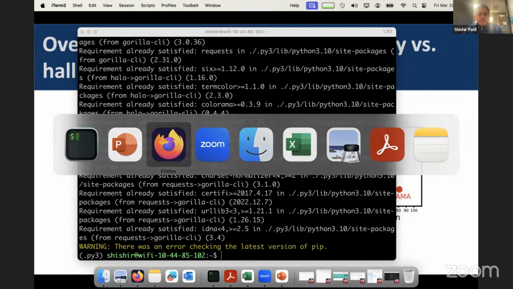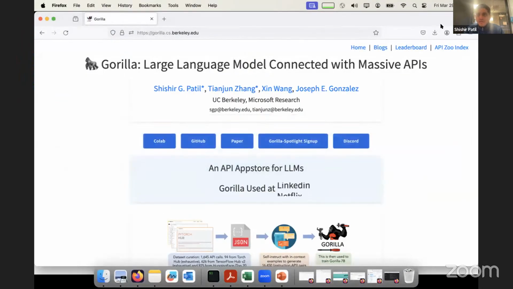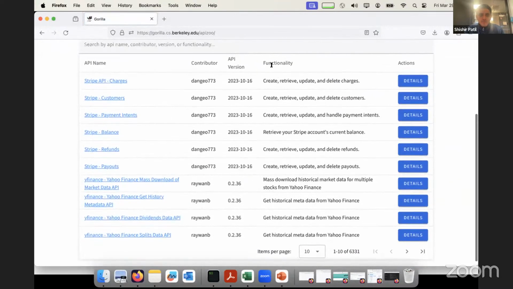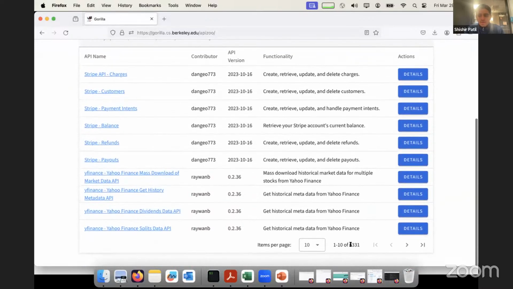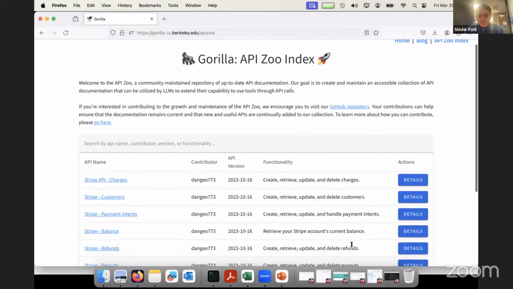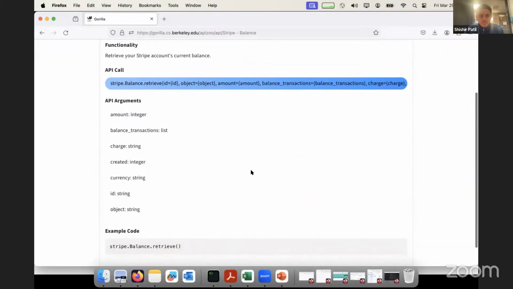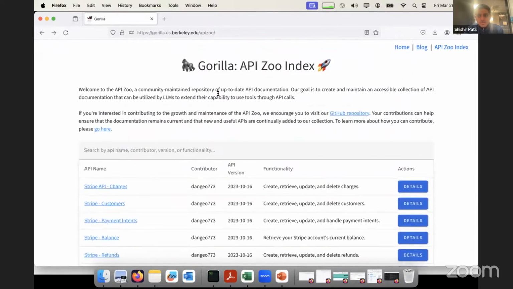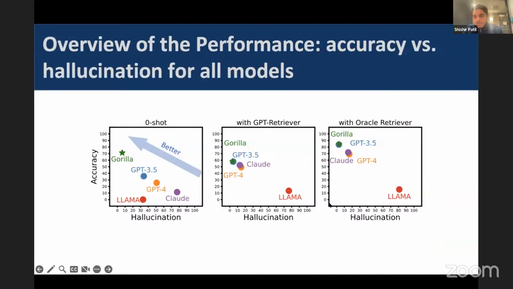We also have an index where you can search, and there's a whole different set of APIs. So you could use this as a quick source, if you're trying to build a project, to check all the APIs that we support. And how we created these APIs as well, a lot of those are community contributed. So we have something called the API Zoo.